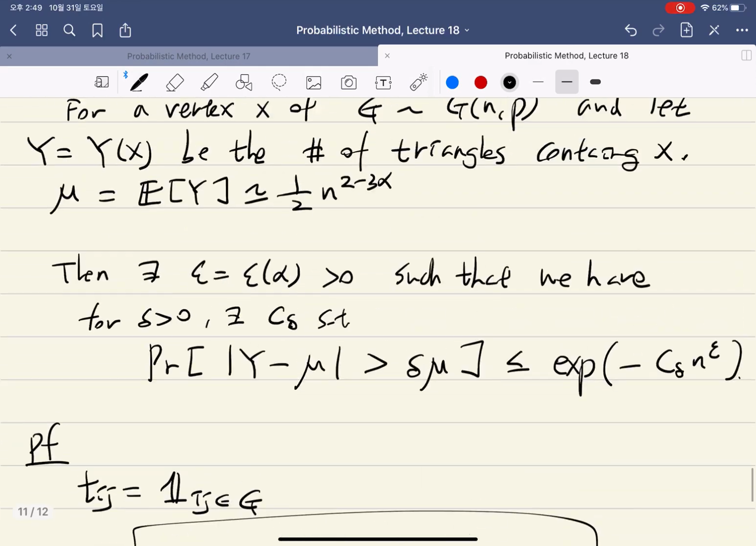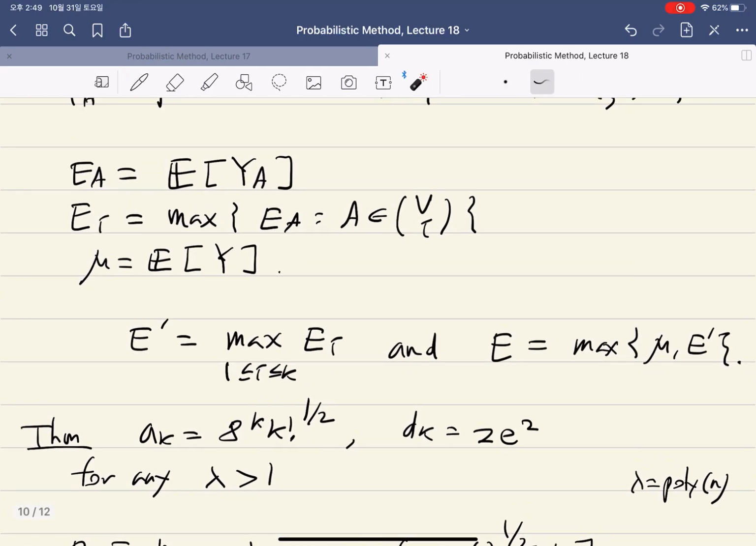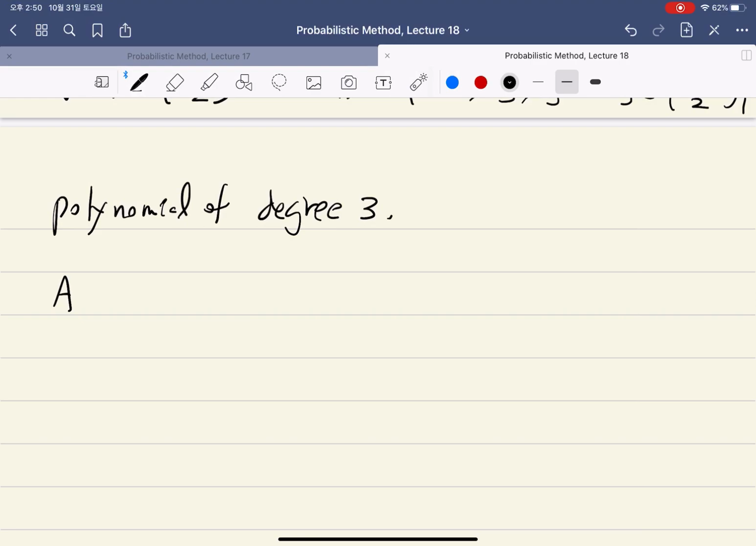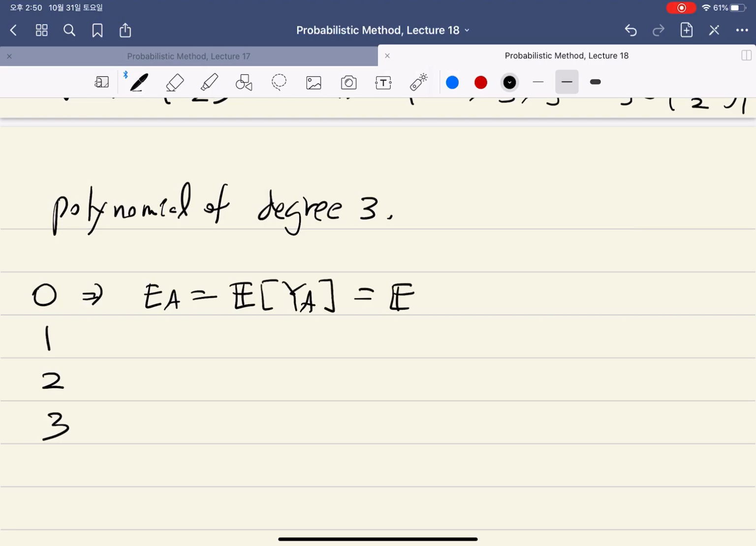So now what we want to do is measure this E prime and E. In order for that, we need to measure this E_A and E_I. So what can A be? A can be a set of size, say, 0, 1, 2, 3. And if A is empty, then E sub A is the same as just mu. This is the expectation of Y_A, but Y_A is the same as Y, so this is mu.